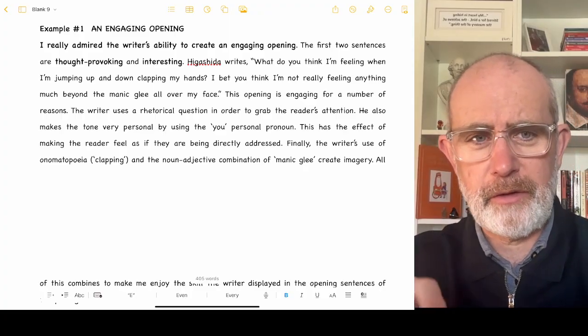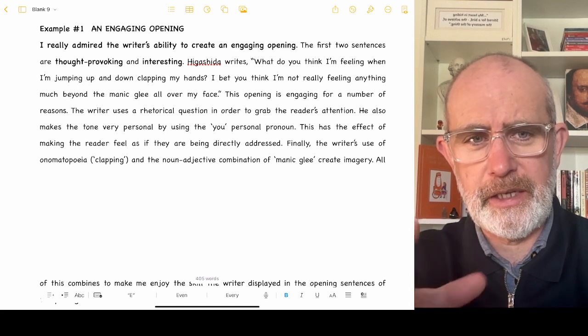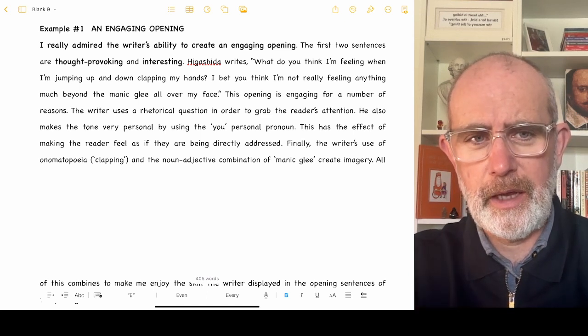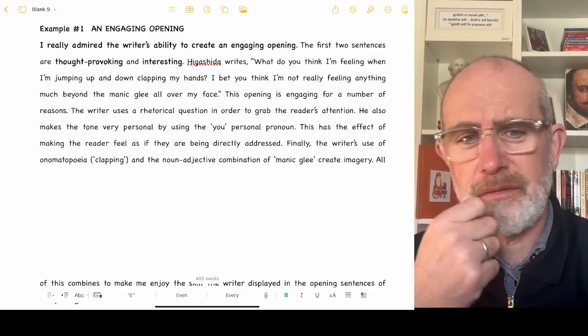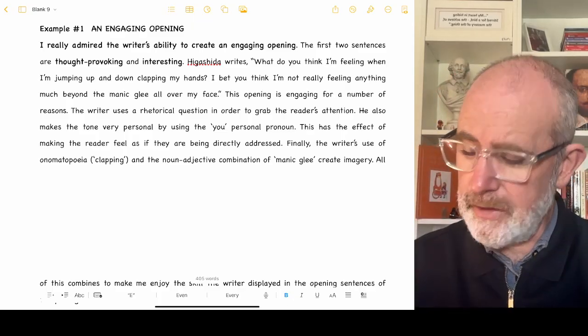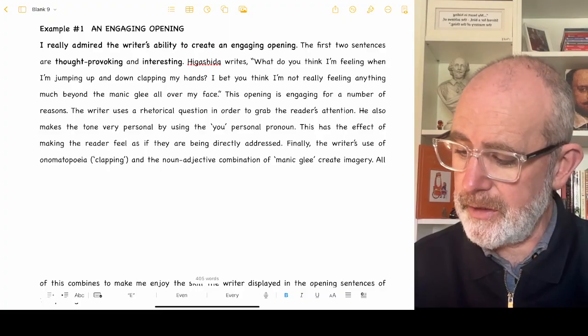And what most students will then write is, "I like this opening. It's engaging and it added to my enjoyment. And this is why I like the writer's language." And you're going, well, that doesn't really say anything. So the writer's ability here to dig down into technique is what's really impressive.